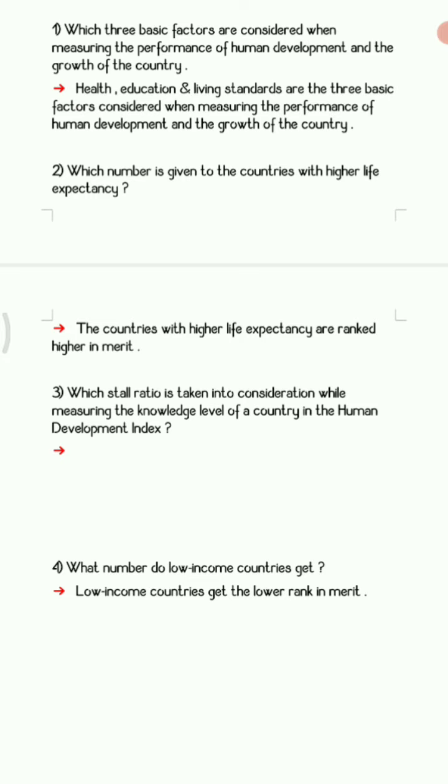Now the third question: which ratio is taken into consideration? This answer I'm unable to find because there is no such material available in the passage. It does not relate. I think there is some typing mistake, or some incorrect factor in the question. So the third question I'm unable to find.